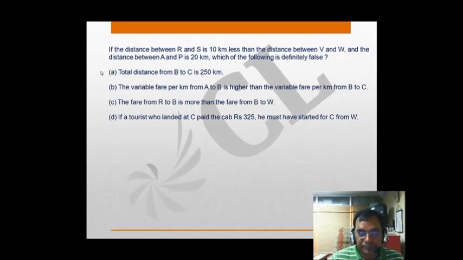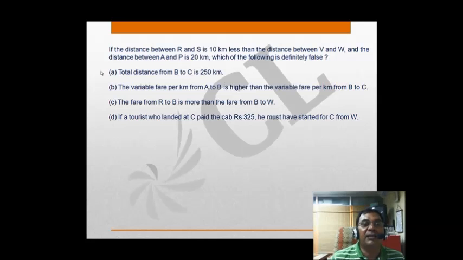Now, if the distance between R and S is 10 kilometers less than the distance between, definitely false. This question I will not do, because there are 4 questions I'll have to solve. I don't think I'll be taking that much time. Already around 1 hour is over, and I don't have that much time, so I'll be leaving this.